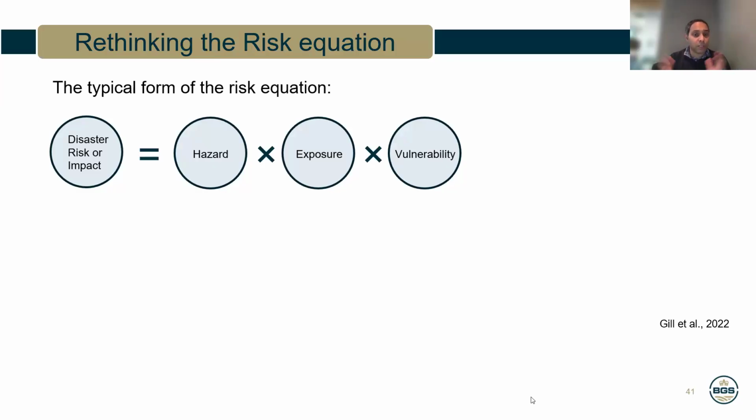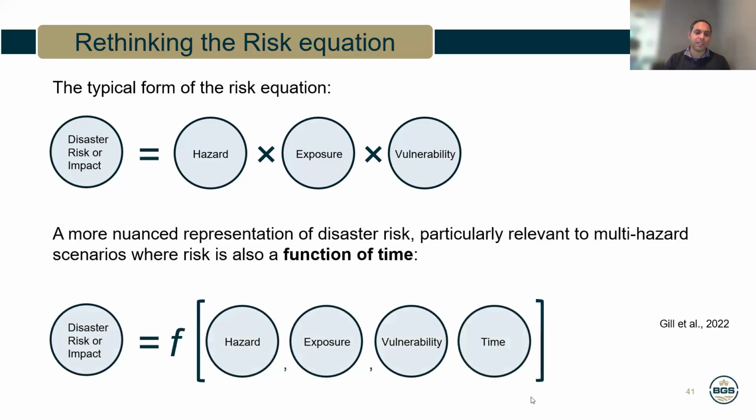This is how a lot of organizations do it, including the World Bank and others, to measure risk. They take the hazard, multiply that with the exposure, and then multiply that with the vulnerability, and that gives you a sort of measure of risk. And by this talk, you should know that there's a big element missing here: time, because risk evolves over time, and all of these are functions of each other.